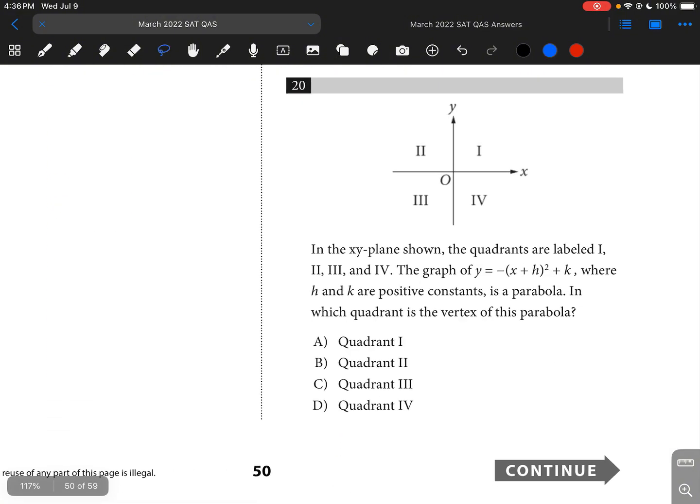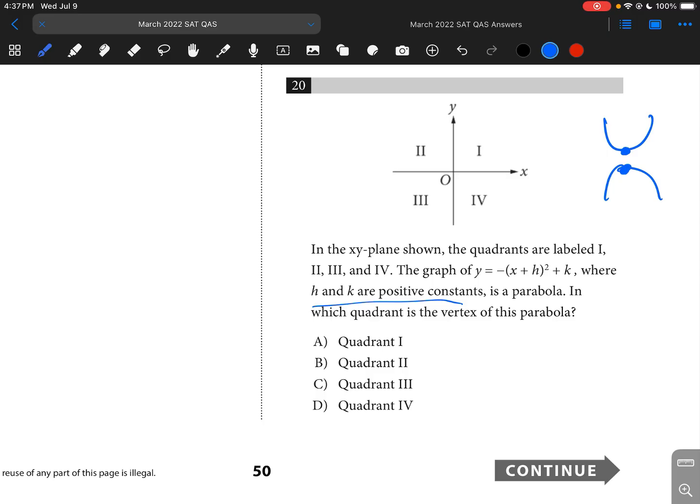Number 20. In the xy plane, show the quadrants labeled 1, 2, 3, and 4. The graph y equals negative x plus h squared plus k, where h and k are positives, is a parabola. Which quadrant is the vertex? So the vertex is when you have a parabola, this shape here, either this way or this way. It's this inflection point, this minimum or maximum. So that's what you want to see. Where does that land in one of these quadrants?